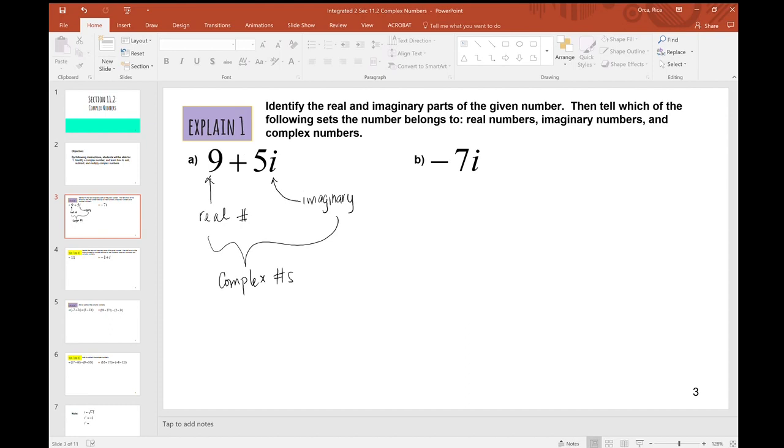Part B, we have negative 7i, which is an imaginary number. We can also add 0 to negative 7i to make it a complex number. So 0 is a real number, and combined they are complex numbers.